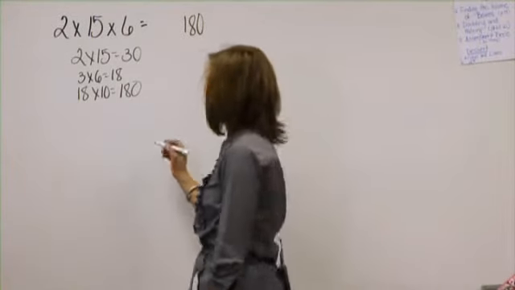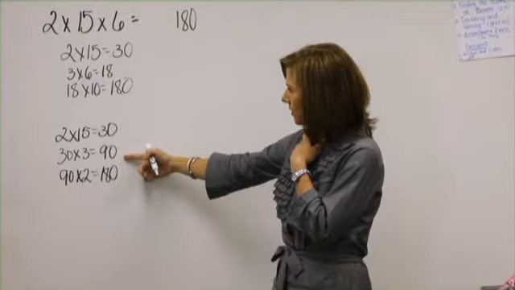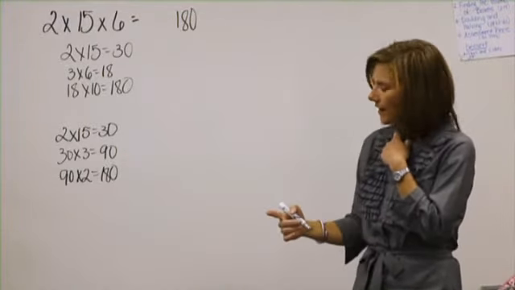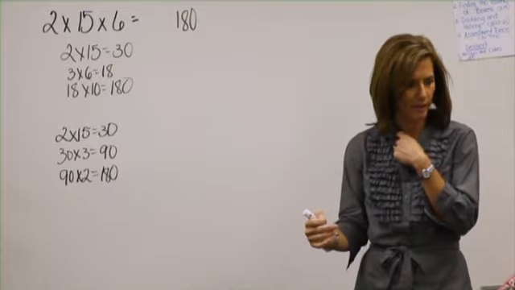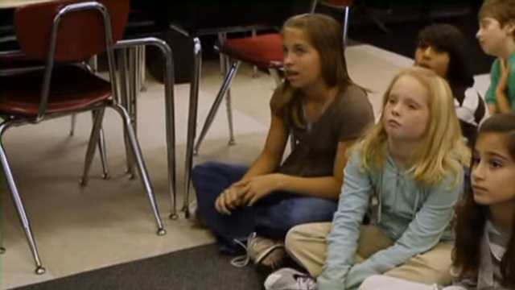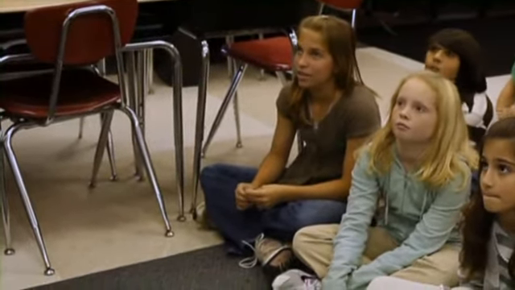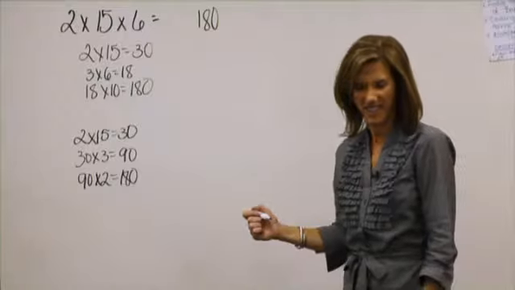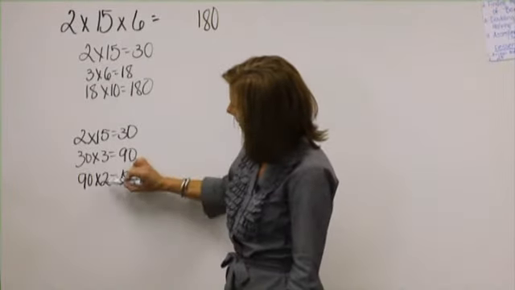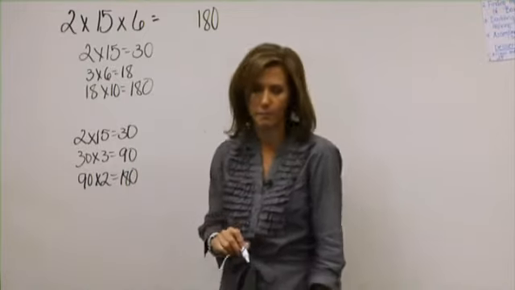Jillian? Well, it's a lot like her strategy, but I did 2 times 15 is 30, and then I did 30 times 3, and that was 90, and then I did 90 times 2, which was 180. I understand this part. Why did you choose to do that? Because half of 6 is 3, and then 30 times 3 is 90, and then I had to do that again to make the other half of the 6. So this is the 6. She split it in half and then doubled it back.